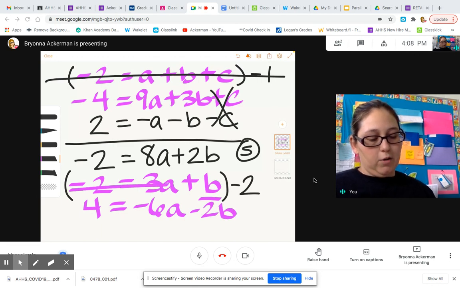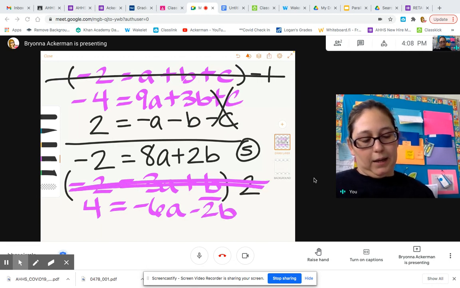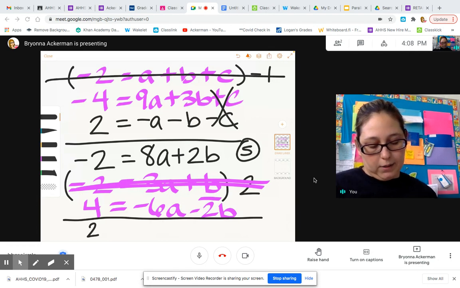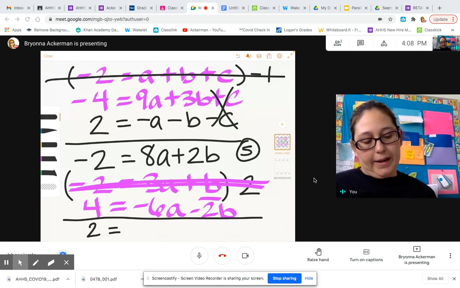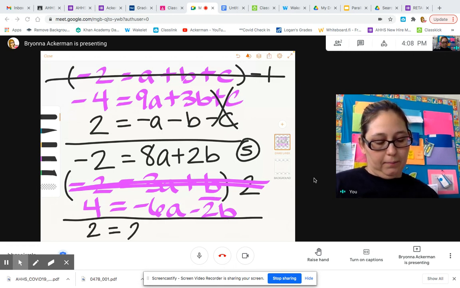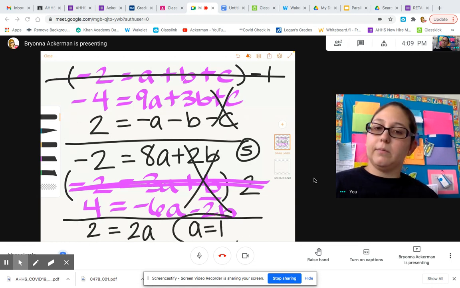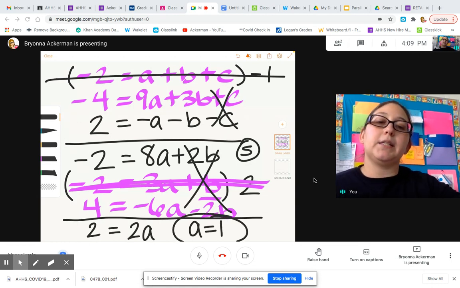And now we're not going to use that one, and I'm going to combine these two. Okay? And so I'm going to get negative 2 plus 4, that will now be a positive 2. And then here I'm going to have 8a minus 6a, so that gives me 2a. And then the b's cancel out. If I divide both sides by 2, I find out that a is 1. Okay, so I'm now going to save that.